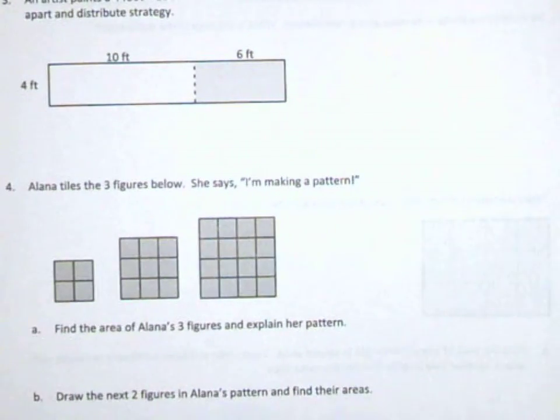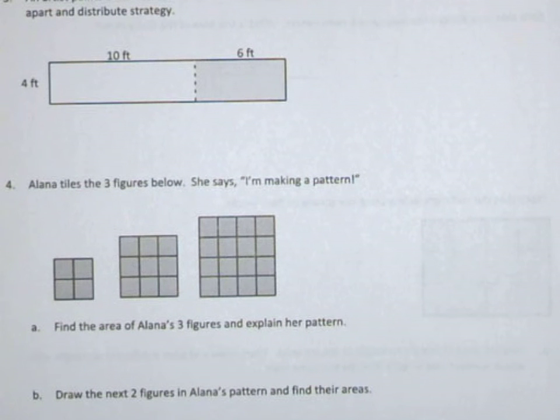Number 3. An artist paints a 4-foot by 16-foot mural on a wall. A mural is a picture that someone paints or draws on a wall. What is the total area of the mural? Use the break apart and distribute strategy. So remember, our break apart and distribute strategy is when we take a larger number and break it down.